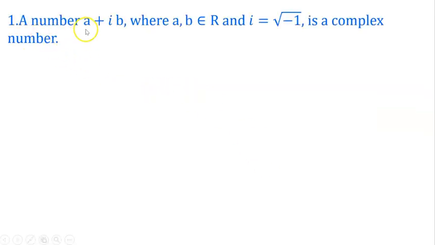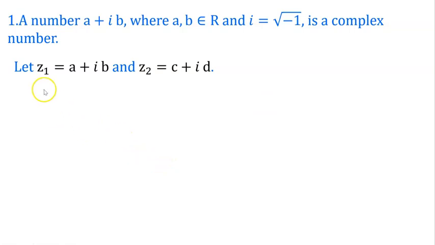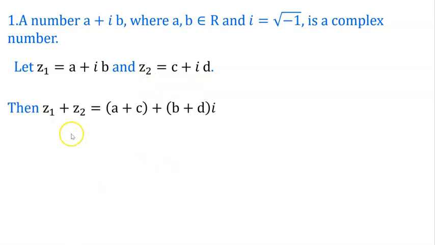A number a + ib, where a, b belong to the set of real numbers and i = √(-1), is a complex number. Let z1 = a + ib, z2 = c + id. Then z1 + z2 = (a + c) + (b + d)i. It means the sum of the real parts plus the sum of the imaginary parts into i. This is the addition of these two complex numbers.